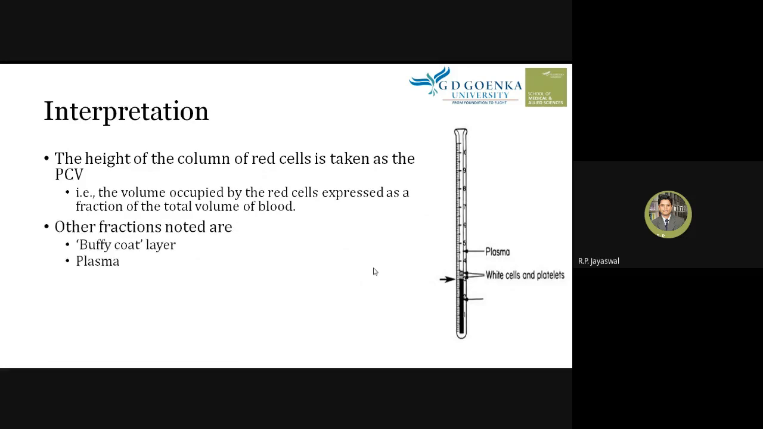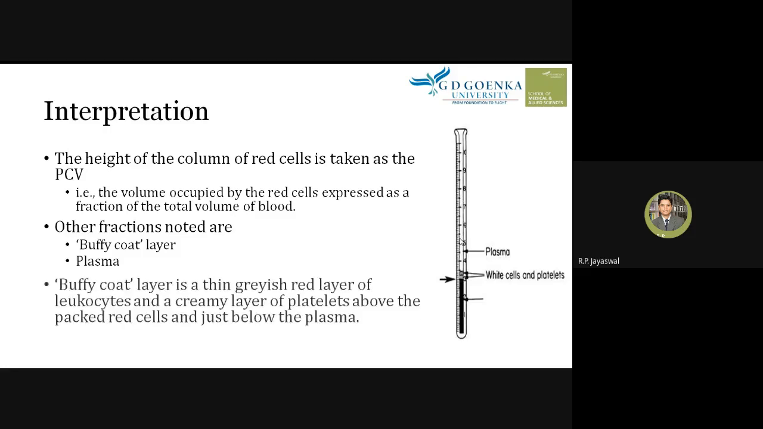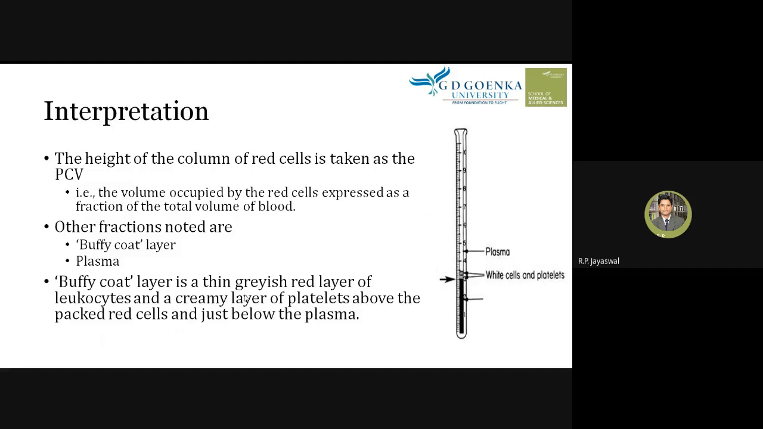Another fraction we can note is the buffy coat layer. What is the buffy coat layer? The buffy coat layer is a thin grayish layer of leukocytes, or creamy layer of platelets, above the packed red cells, which lies between the plasma and the packed red cells. The column of plasma is seen at the uppermost part of the tube.